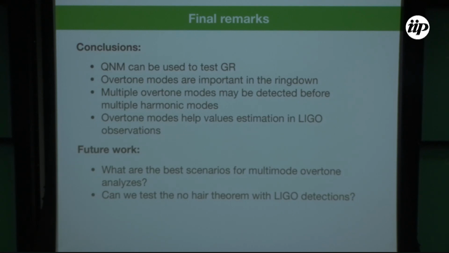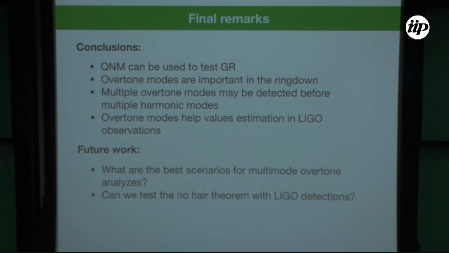And we also saw from the paper from Max that the overtone can help the estimation of the values of the detections made by LIGO. And for future work, we can ask ourselves, what is the best scenario in which we can detect overtones? So we saw in the plot of the harmonic modes that the best scenarios were where the mass ratio of the binary is higher. So we can ask ourselves if this is also true for overtones.